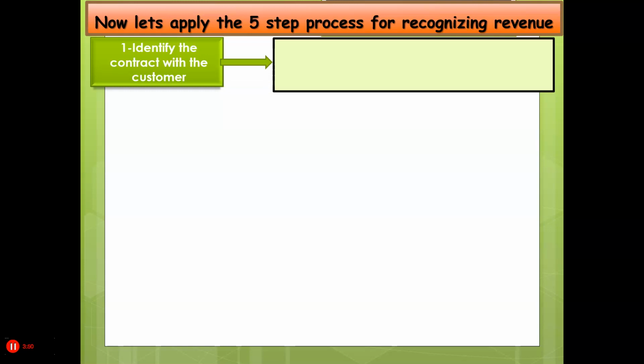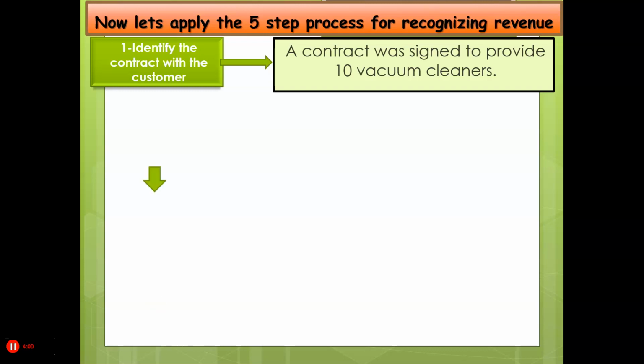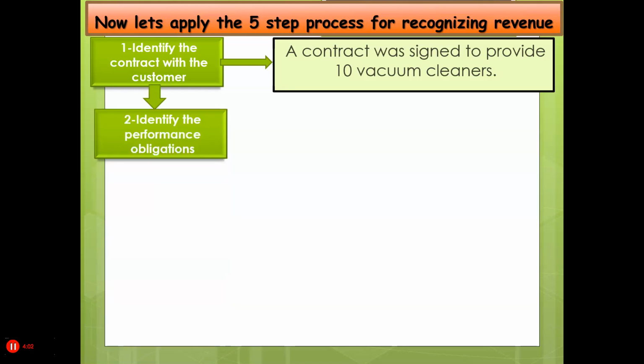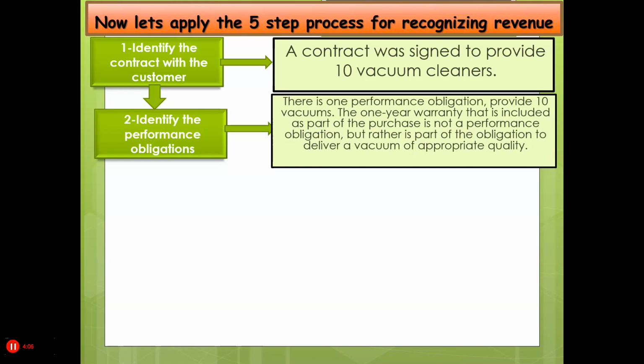1, identify the contract. The contract was signed to provide 10 vacuum cleaners. That's when the contract is established. Doesn't mean we book any journal entries. Next, we have to identify the performance obligations. And in this case, we have just one. Provide 10 vacuum cleaners. The warranty is given to everybody, so it's not considered a separate obligation.